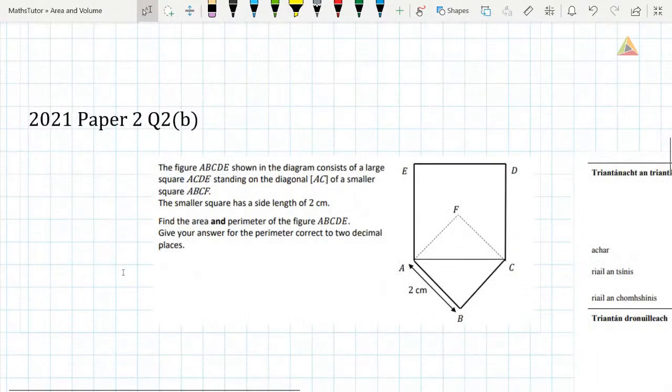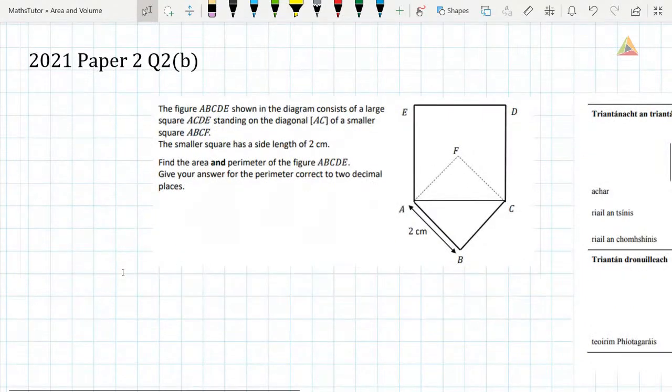Our paper 2 question, and you'll see that the tables are just starting to sneak in here at the side, whereas I didn't use the tables for the first one. I am going to use the tables here.